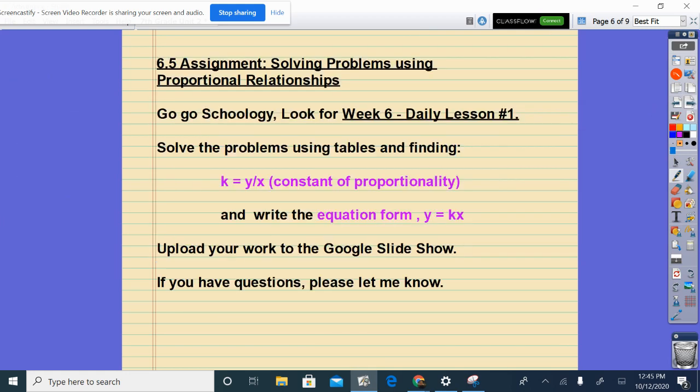Okay, so your homework today is to go into Schoology and look for week 6, daily lesson number 1. Solve the problems using tables and finding k, the constant of proportionality, Y divided by X, and write the equation form Y equals kX for those problems. Upload your work to Google Slides, and as always, let me know if you have a question.